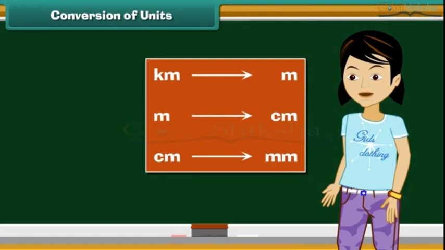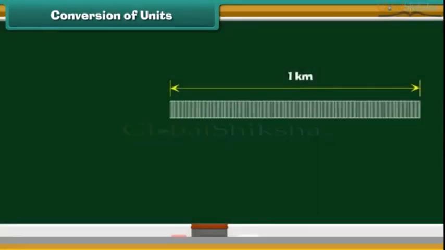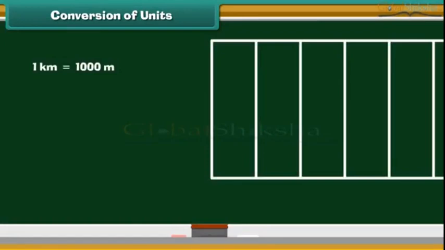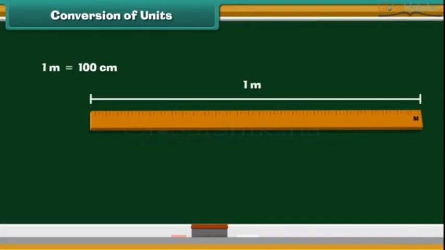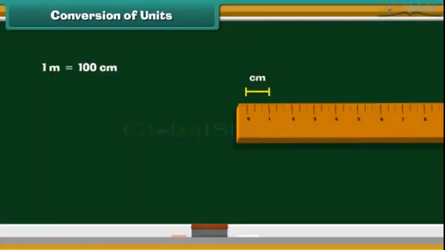To measure distances smaller than a kilometer, 1 kilometer is divided into 1000 equal parts and each part is regarded as a unit. This is called a meter. We can say that 1 kilometer equals 1000 meters. In a similar way, 1 meter is divided into 100 equal parts and each part is regarded as a unit, which is centimeter. Thus, 1 meter equals 100 centimeters.